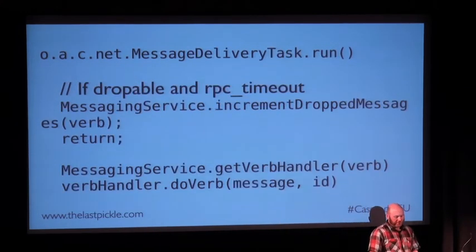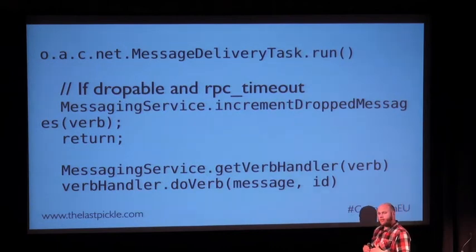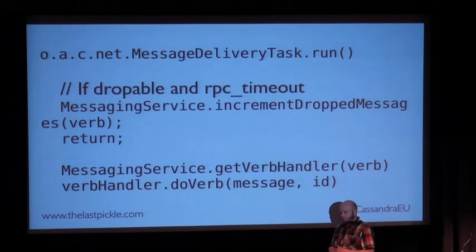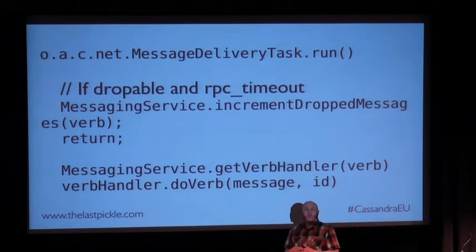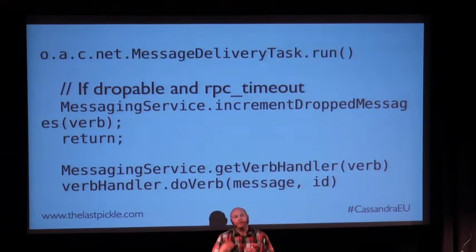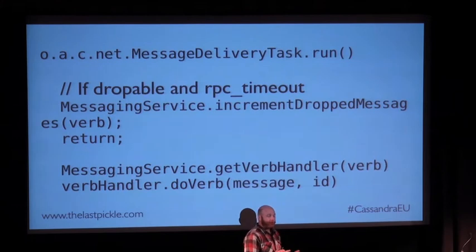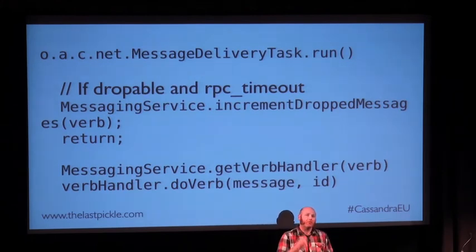Later on, hopefully not too later, the message delivery task gets executed. It looks at the time that it was created and the current time. Remember, it was sitting in a queue waiting for a thread. And if that time is longer than the RPC timeout, same RPC timeout we were talking about in the read command, in the read callback, if it's longer than that, and this is the type of message we can drop, reads and writes, then we drop it. We don't do anything. When you see a dropped message in the logs or in nodetool tpstats, it happens in this call here.